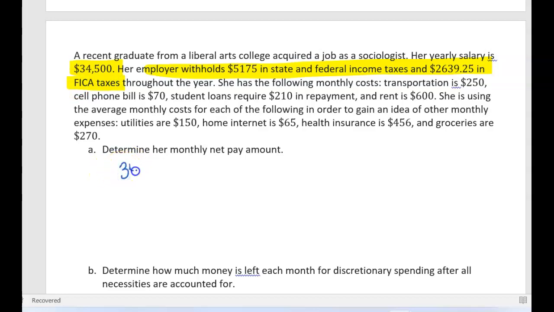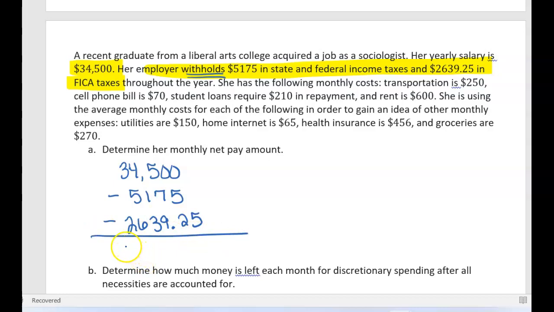So $34,500, and since they are withholding money, that means we're going to take away $5,175 and $2,639.25. Now, when we do that subtracting, we'll see that her take home or her net pay is going to be $26,685.75. But this is her yearly amount. This is her yearly salary.